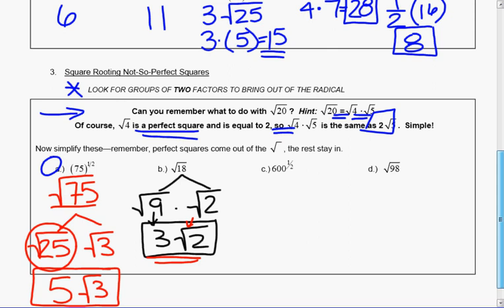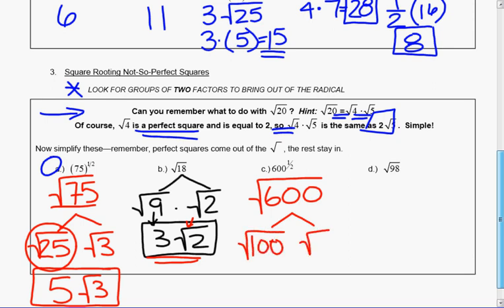What about letter C? Again, this is 600 to the 1/2 power. So how would I rewrite this? We write it as the square root of 600. I want to find 2 numbers that multiply together that will give me 600, where one of them is a perfect square. One of the numbers is the square root of 100. The other number is the square root of 6. Why did I choose the square root of 100? Because that's a perfect square that goes into 600 and can be broken down perfectly.